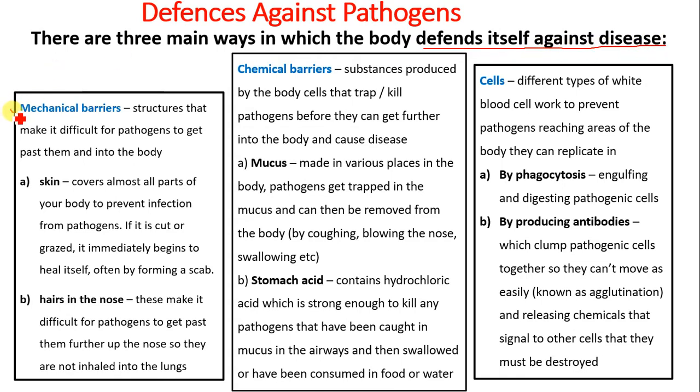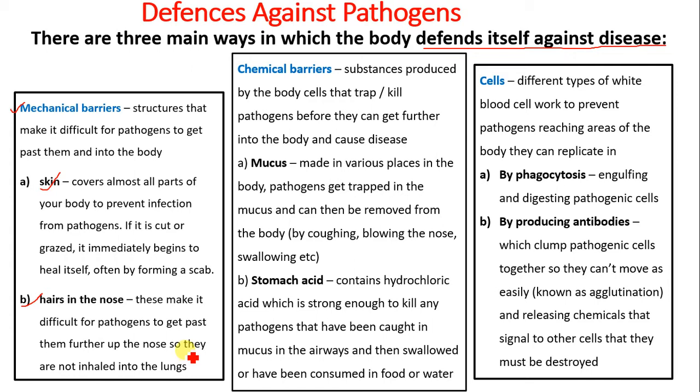One of those ways is the mechanical barrier. These are structures that make it difficult for pathogens to get past them and into the body. An example is your skin, which covers almost all parts of your body to prevent infection from pathogens. If it is cut or grazed, it immediately begins to heal itself, often by forming a scar. Then we have hairs in the nose, which make it difficult for pathogens to get further up the nose, so they are not inhaled into the lungs.